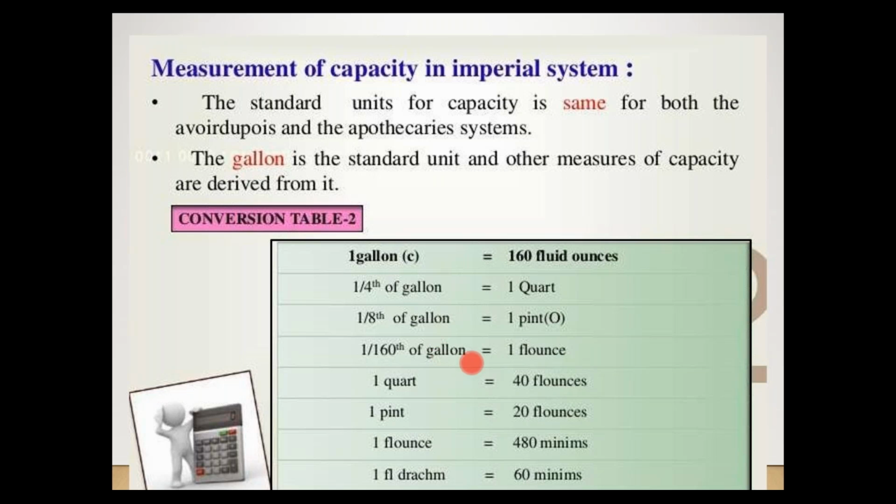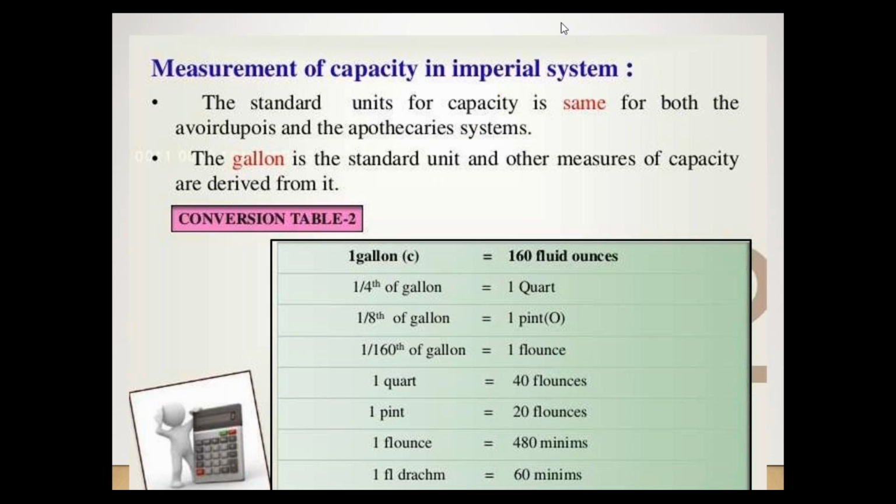So 1 quart is 40 fluid ounces. 1 pint is equal to 20 fluid ounces. 1 fluid ounce is equal to 480 minims, and 1 fluid dram is equal to 60 minims. So again, you have to memorize these measures. Till your 4 years, you will have to remember all these things. Simply keep writing and practice, and then you will be able to remember these measures.